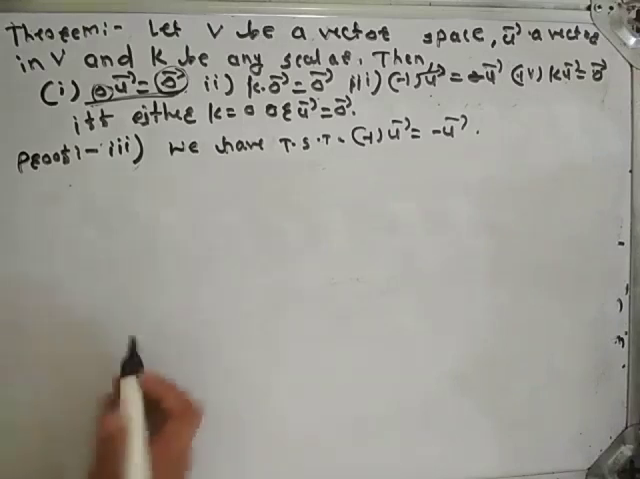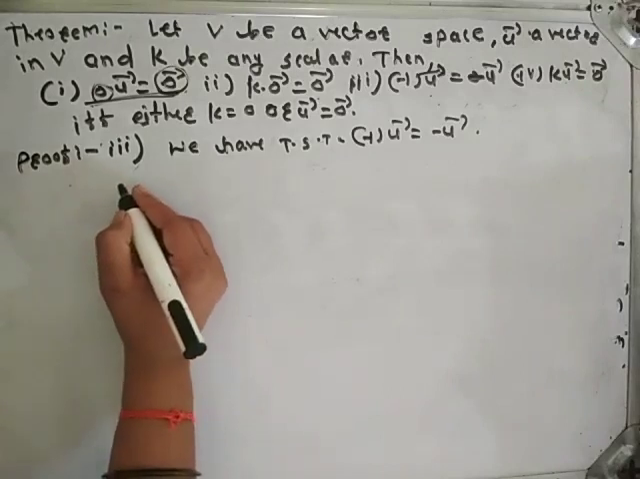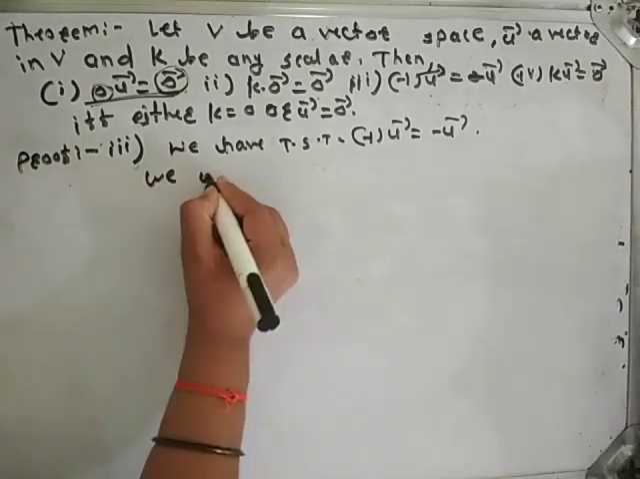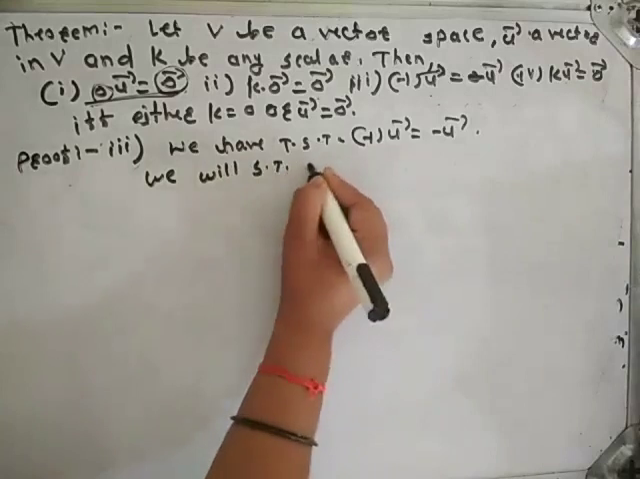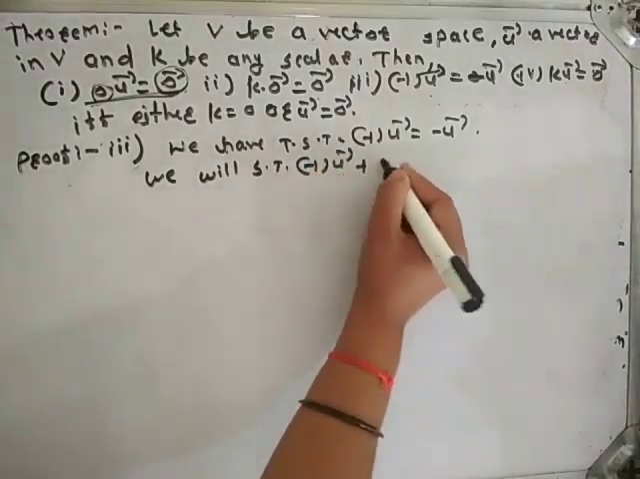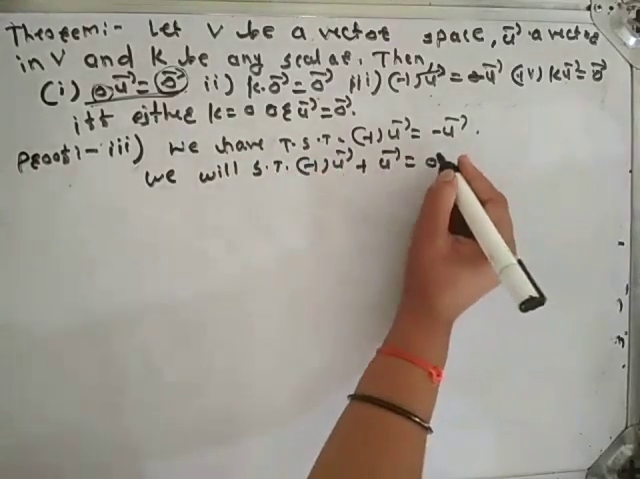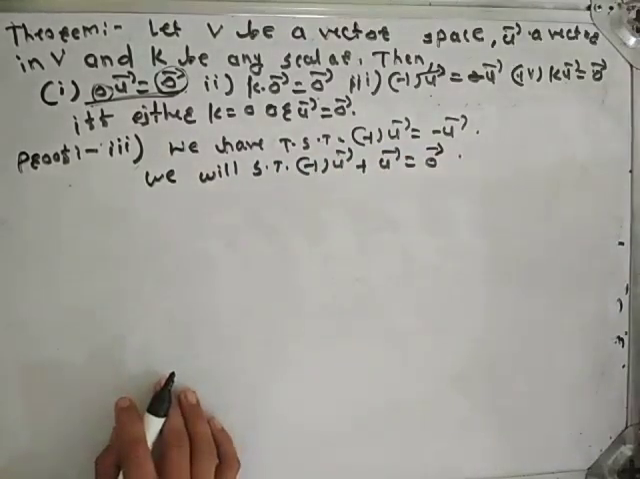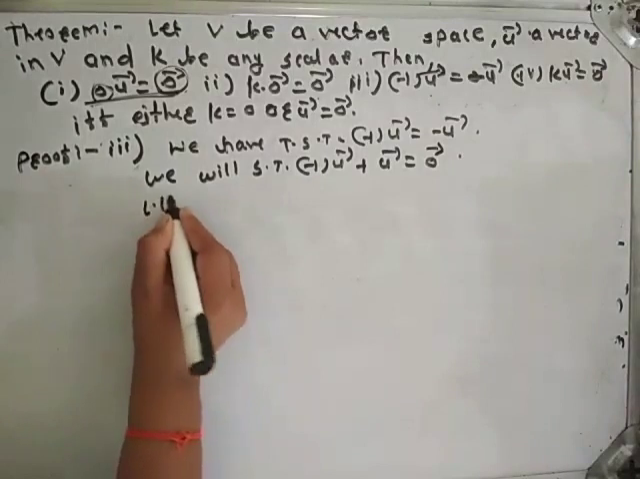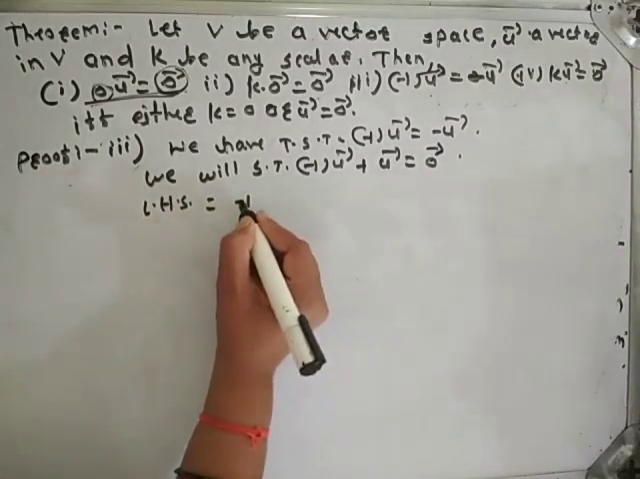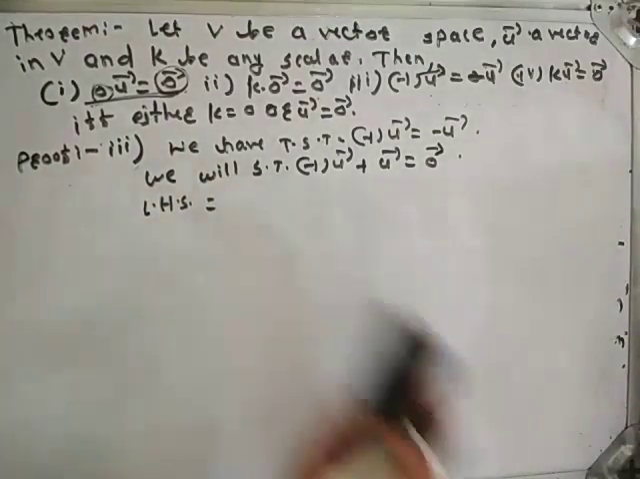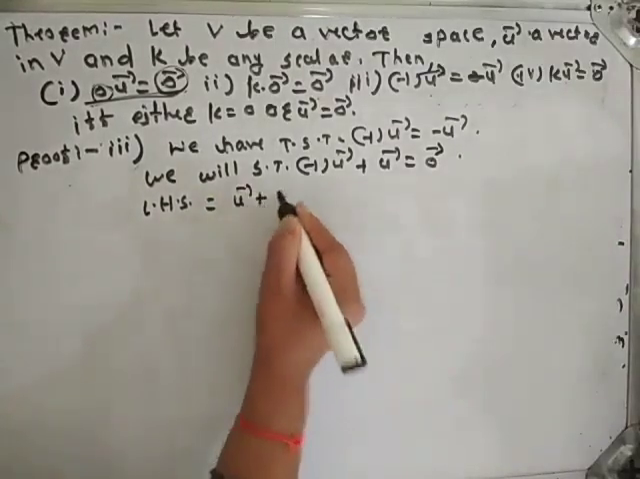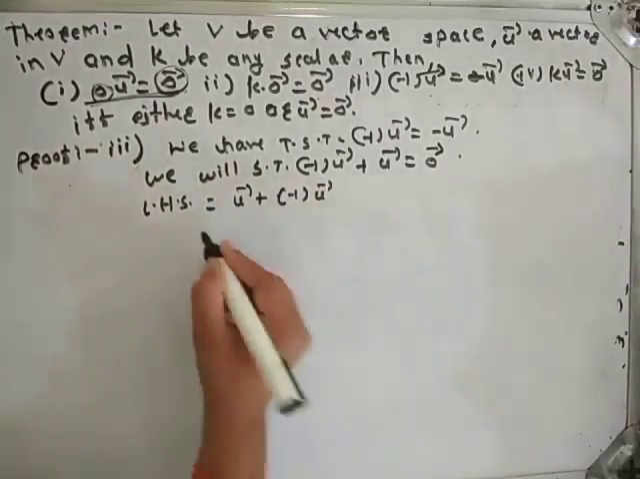Therefore, we will show that minus 1 into u bar plus u bar is equal to 0 bar. We will show that u bar plus minus 1 into u bar is equal to 0 bar. Therefore, consider LHS. LHS equals u bar plus minus 1 into u bar.